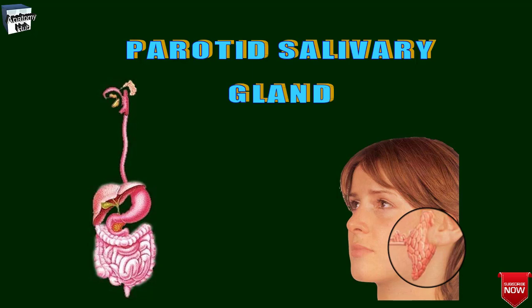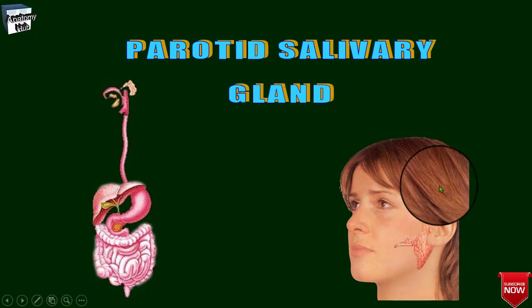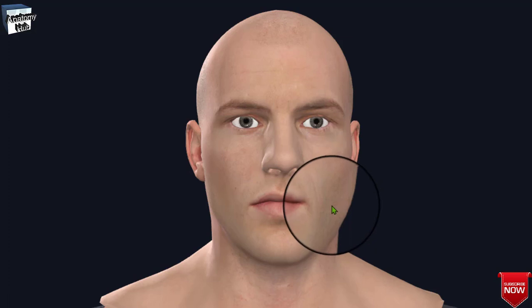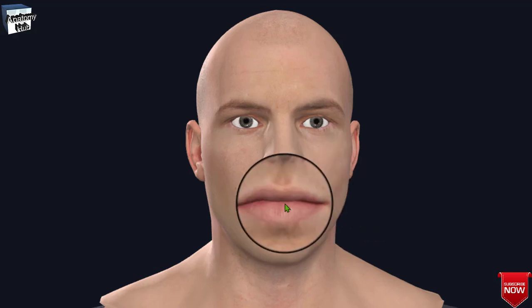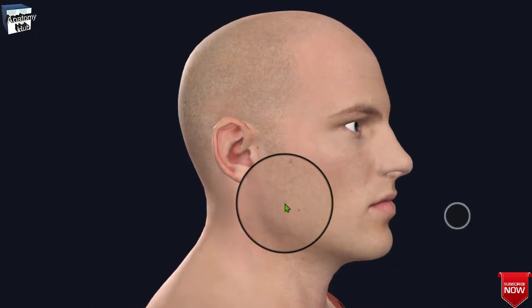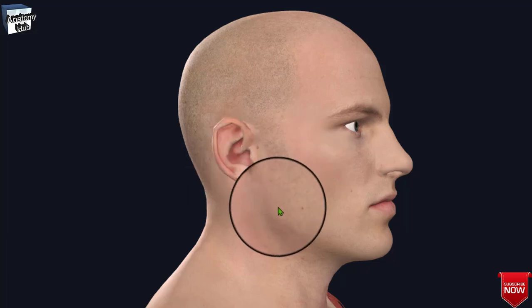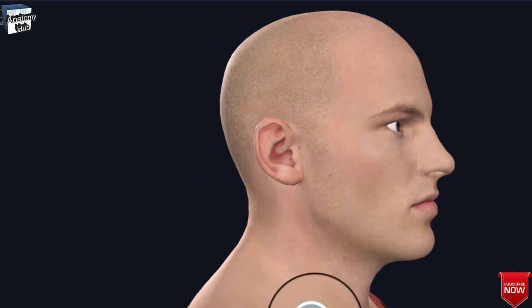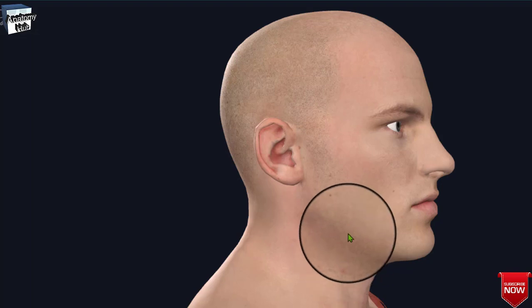First we will see the gross anatomy of the parotid gland. For that we have a model here, which has the two parotid glands that we will observe. This is the lateral part of your face where you will find the parotid gland. We will remove the skin so that you can see the underlying structures.